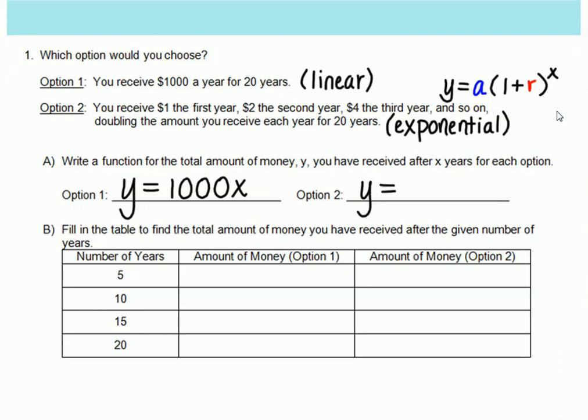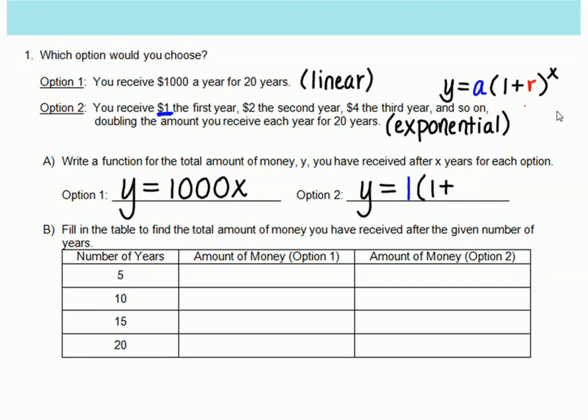We're going to start with y equals. The initial amount is only $1. That doesn't seem very appealing, especially since option 1, you get $1,000 the first year. But let's keep going and see what happens. So now I've got 1 plus the rate of change, and even though it doesn't give you a percentage rate of change, you are increasing that dollar by a whole other dollar the very next year. And you're increasing that $2 the next year by a whole other $2 the next year. So it's actually increasing by 100% each time.